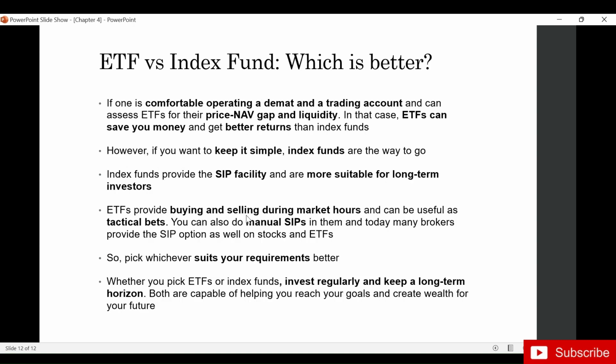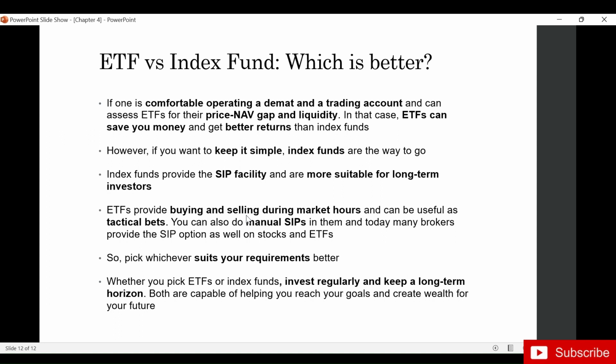Now let us talk about which out of index fund and ETF is better for an investor. If an investor is comfortable operating a demat and a trading account, and can assess the ETFs for their price NAV gap and liquidity, then an investor is better off investing in ETFs, because ETFs can save you money as they have a lower expense ratio, and they also track the index better, so you will get better returns than index funds over a long period of time.